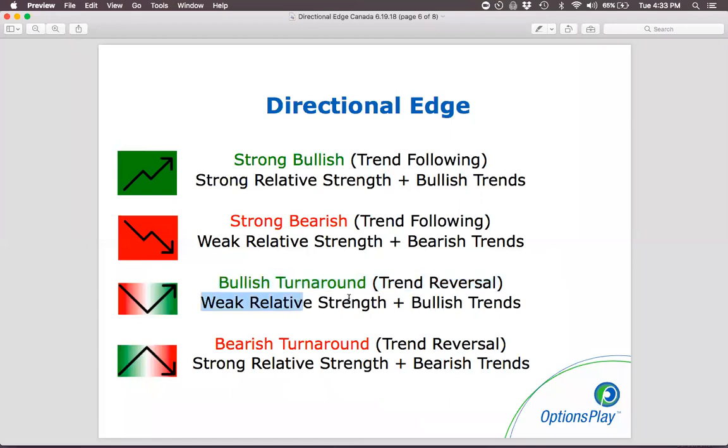This is a stock with weak relative strength, so a stock that has underperformed the overall market. It's actually a stock that's underperforming benchmarks, and it's exhibiting bullish trends. So what this means is that this is a weak stock, but that stock is no longer continuing to weaken. It's showing bullish trends, meaning it's starting to turn around. These are stocks that are likely that have bottomed.